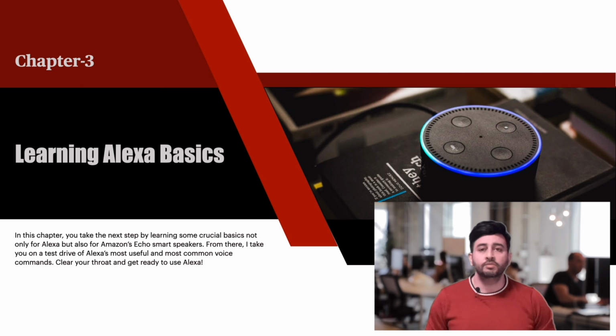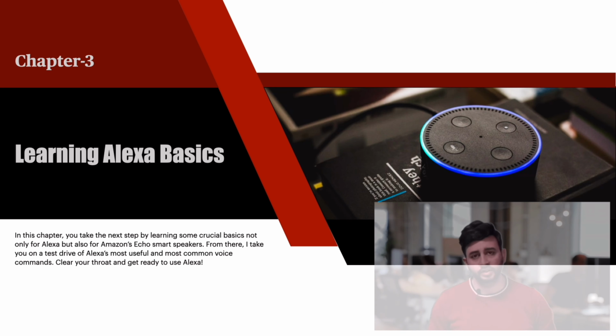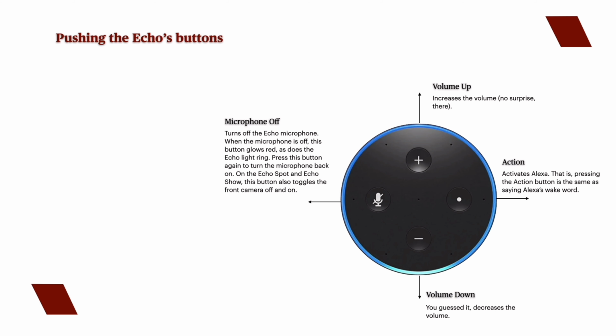Your Echo device is built to be a hands-free device, but hands-free doesn't mean hands-off. So there are 4 buttons on your device that you can use to control it. And here's a summary of the available buttons. Action. Activates Alexa. That is, pressing the action button is the same as saying Alexa's wake word. Microphone off. Turns off the Echo microphone. When the microphone is off, this button glows red, as does the Echo light ring. Press this button again to turn the microphone back on.